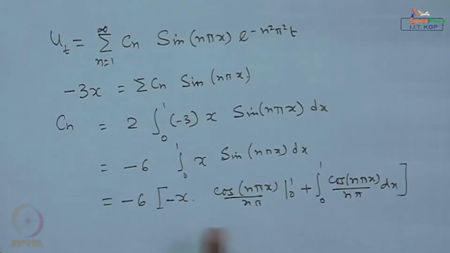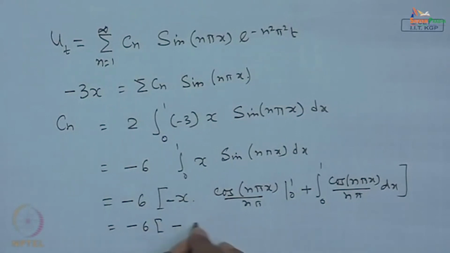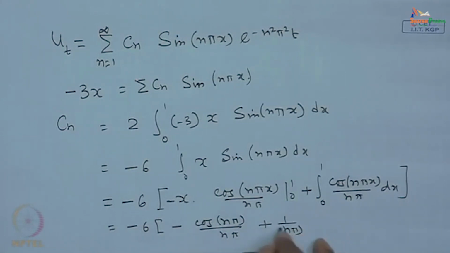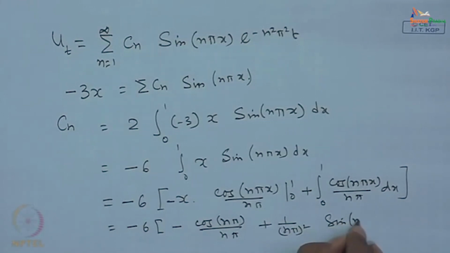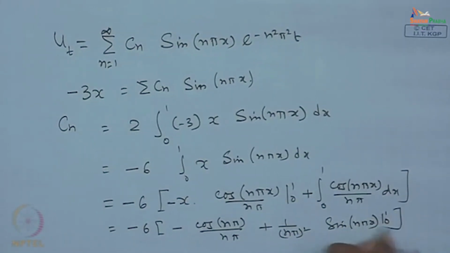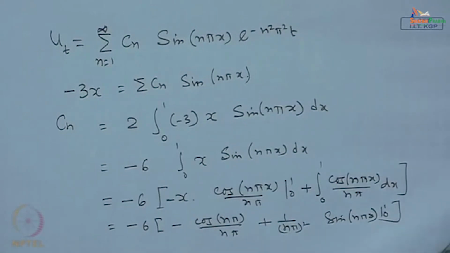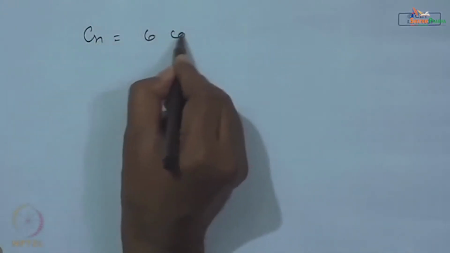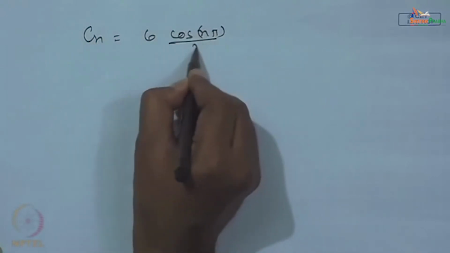So, when I put 0, the whole thing vanishes, there will be minus 6 minus cosine n pi over n pi, and this becomes 1 by n pi square sin n pi x from 0 to 1, and sin n pi is 0, sin 0 is also 0. So, C n in this particular case turns out to be 6 cosine n pi by n pi.